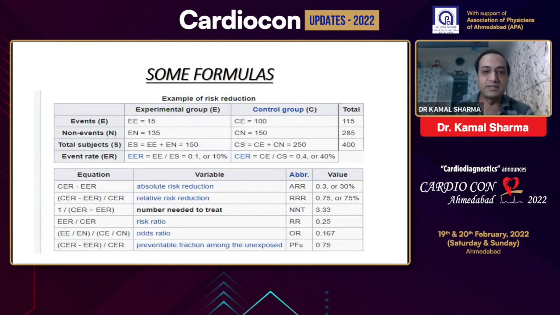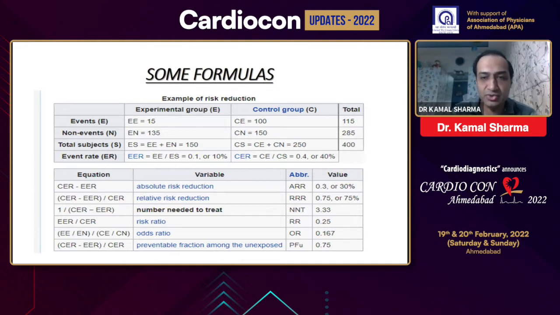Now, relative risk reduction is the percentage change from the baseline. If you look, compared to 0.4, a reduction to 0.1 is about a 75% reduction. So a 75% reduction has taken place from 40% to 10%. The relative risk reduction looks very huge, but the absolute risk reduction is only 30%.